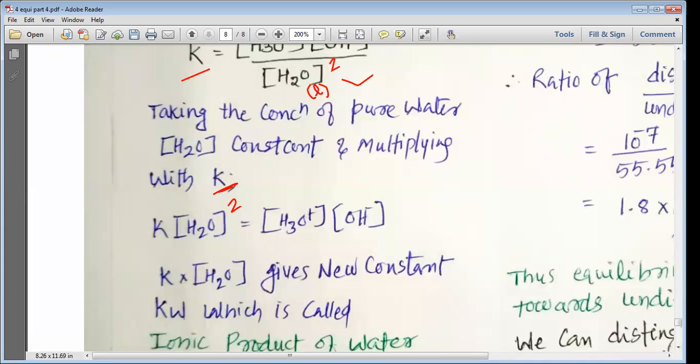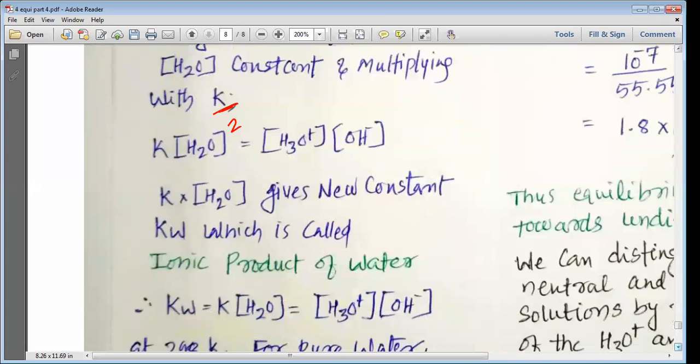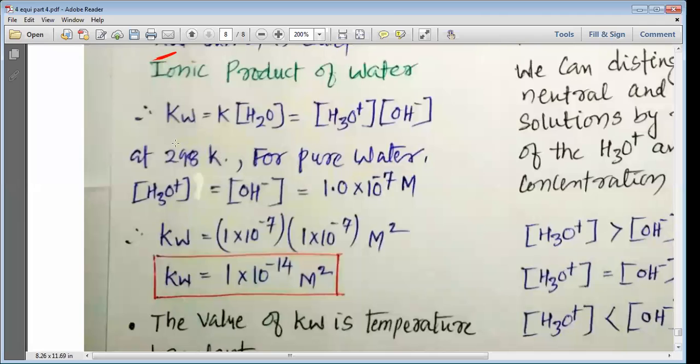And thus we can easily understand, my dear students, that K into H2O is equal to H3O plus into OH minus. Now this K into H2O gives a new constant, and that constant we call Kw. So we can write that Kw is equal to K into H2O, which is equal to the concentration of H3O plus and the concentration of OH minus. This Kw, a new constant produced by the multiplication of K into the concentration of H2O, is known as the ionic product, my dear students. And this ionic product Kw can be expressed as the concentration of H3O plus multiplied by the concentration of OH minus.